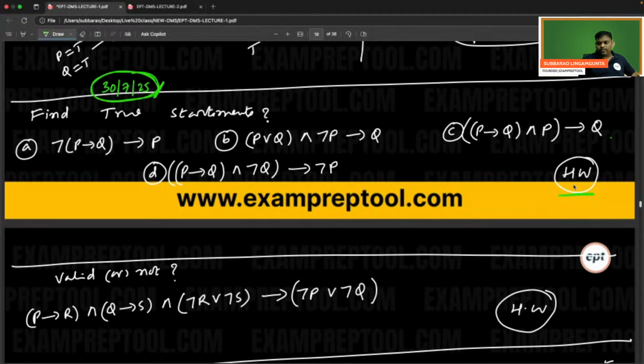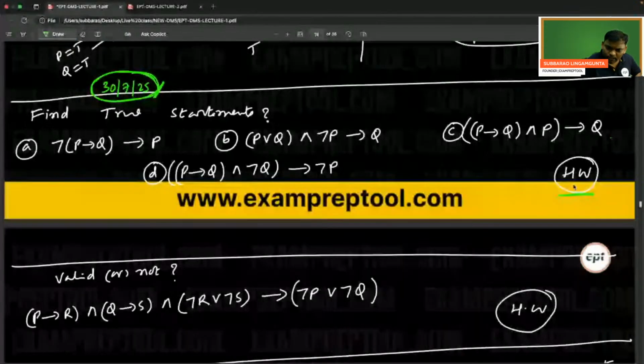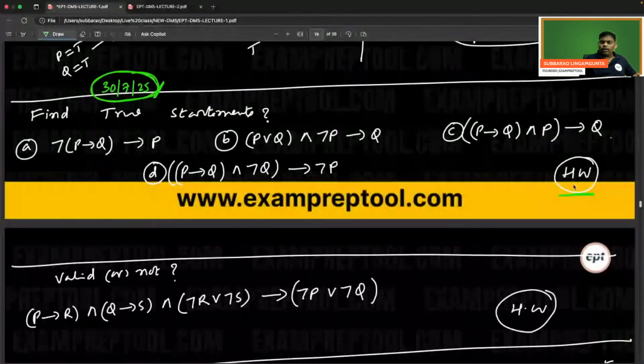Find true statements. Out of these 4 statements, we have to find out which is the true statement. So let's try one by one. What about the first statement? Can you help me?